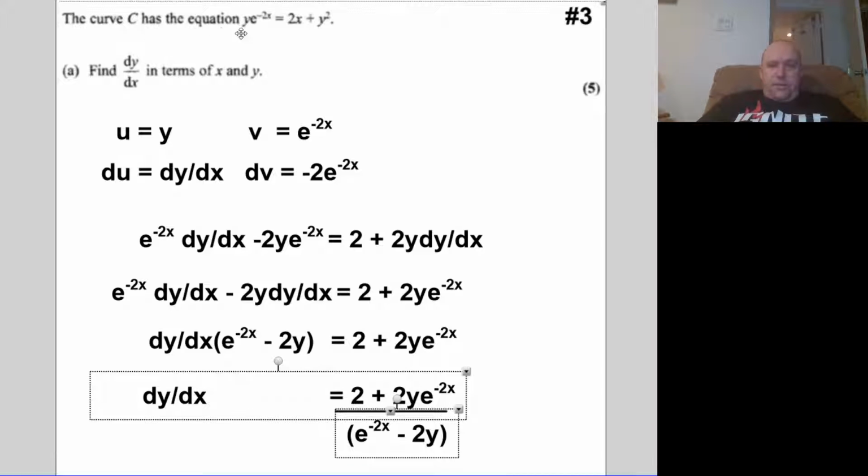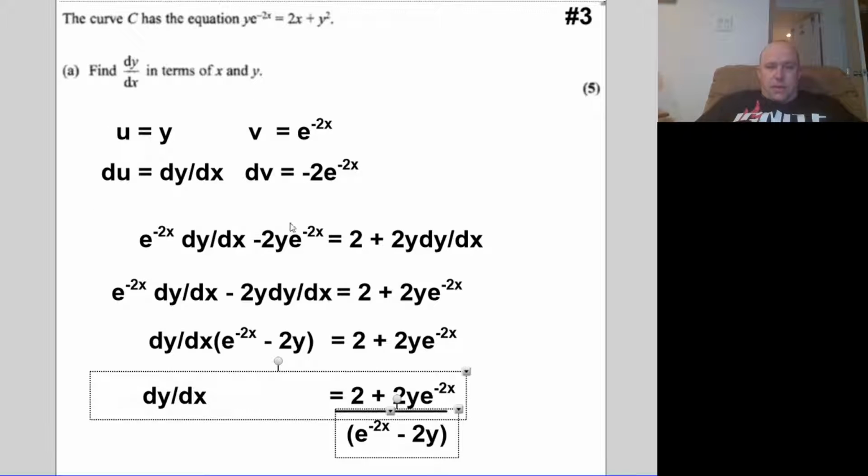Question 3. The curve has the equation this. Find dy by dx for 5 points. So this is kind of what I was talking about. This one actually does have a product rule here. So u is the first term, v is the second term. As we differentiate y, that'll give us dy by dx. And if we differentiate e to the negative 2x, we get this. Now, I didn't actually write this one down, but you should be writing down here the u dv plus v du to make it very clear where this is actually coming from.